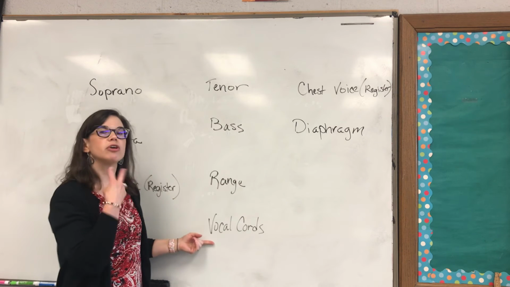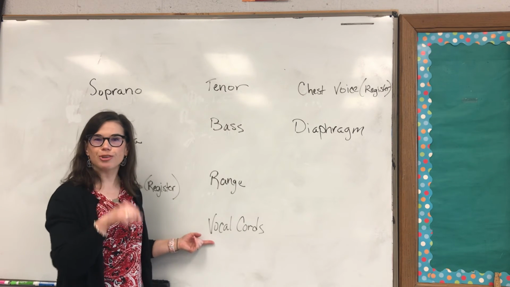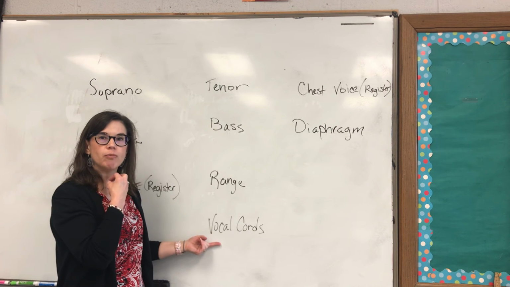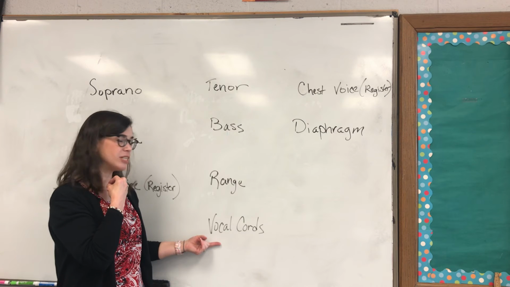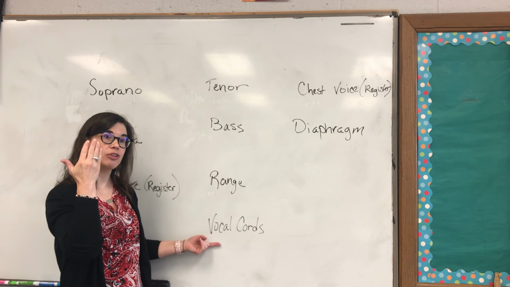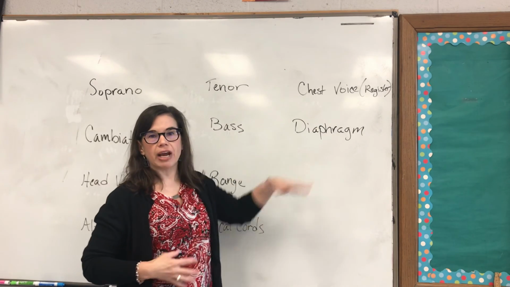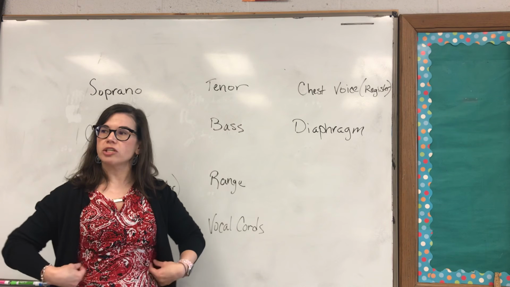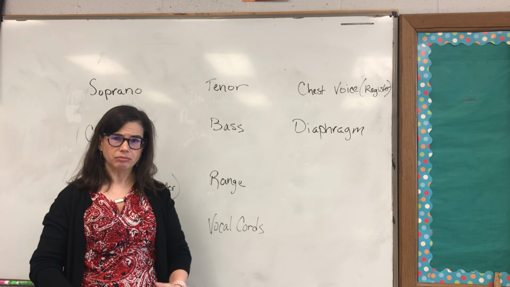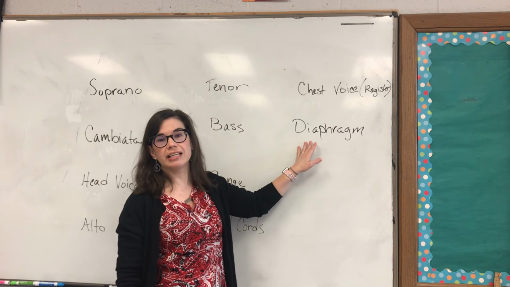Vocal cords, remember those are, or vocal folds, those are those muscles in your larynx, in your voice box, that vibrate when what passes through them? When air passes through them. And then of course our diaphragm. That's that large muscle that we want to use when we are taking nice low breaths so that we support our tone. So we use this muscle in singing.